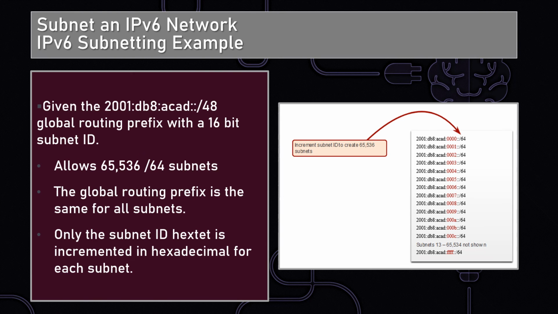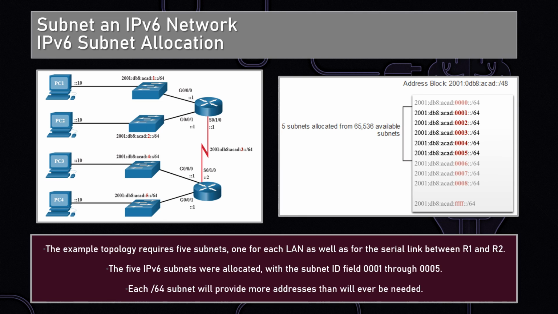Now, given the 2001:DB8:ACAD::/48 global routing prefix with a 16-bit subnet, that allows us 65,536 /64 subnets. The global routing prefix is the same for all of them, and only the subnet ID hextet is incremented in hex for each subnet. So we go from 1 through 9, and then A through F, and then we move to 10, then 11, 12, so on and so forth.